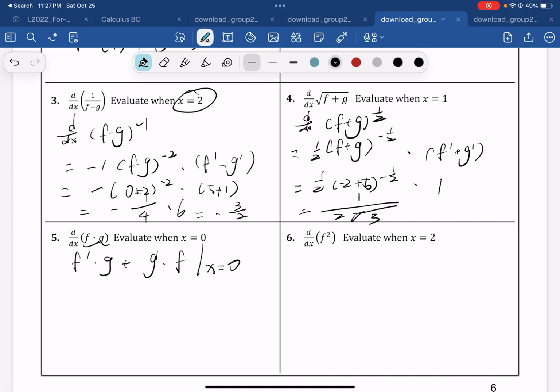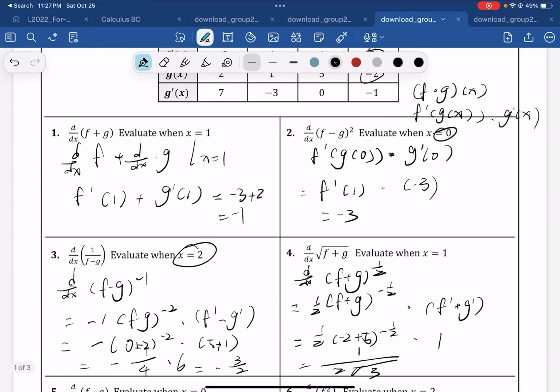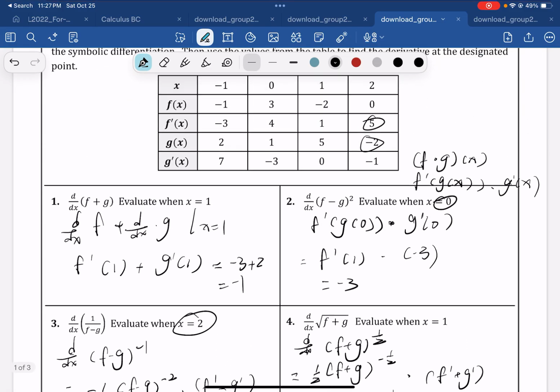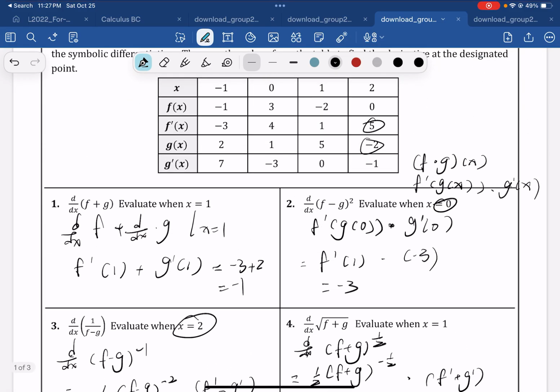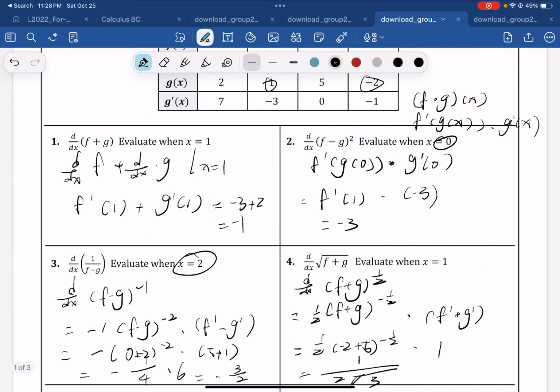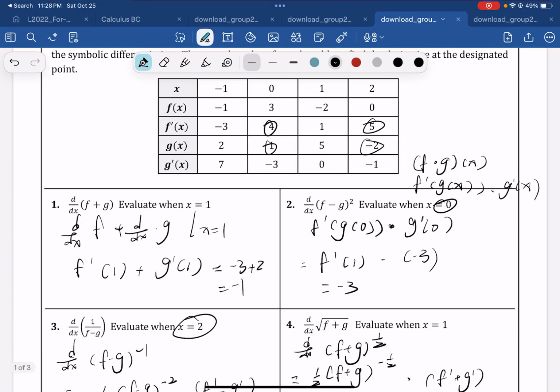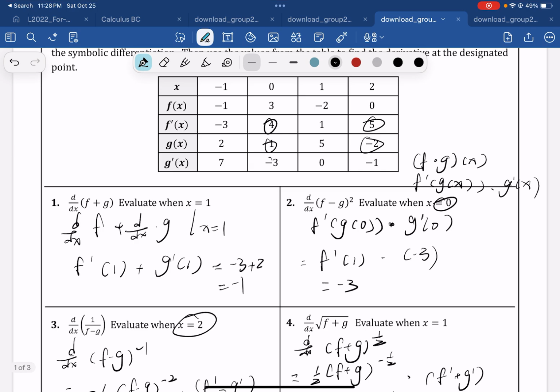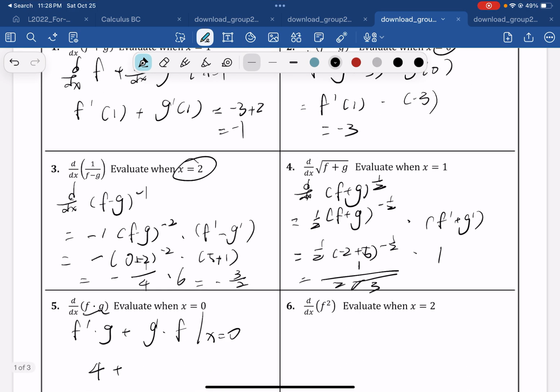So acting as the value when it's 0. So f prime of 0 times g of 0. F prime of 0 is 4, g of 0 is 1. So for this one we got 4. And plus the second one is g prime of 0 times f of 0. G prime of 0 is negative 3, and f of 0 is 3, so it's negative 9. So 4 plus negative 9, the answer is negative 5.